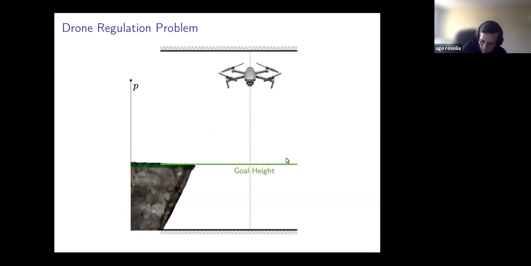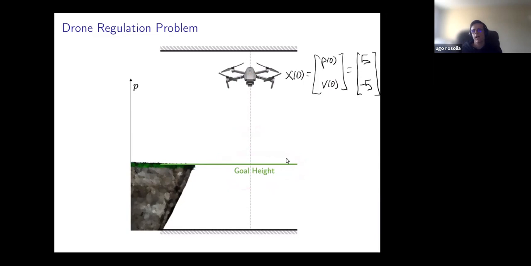Okay, so let's say that our initial condition is x at time 0, and again our state here is two-dimensional. So we have the position at time 0 and the velocity at time 0. Let's say that in this example we have a positive initial position, but we have a down-facing velocity. So the velocity vector is negative and it's pointing downwards. Now let's assume that in this problem we want to regulate our system to a goal height, but at the same time we would like to minimize our fuel consumption. So we want to minimize our control effort. We don't want to brake too hard and we don't want to accelerate too hard.